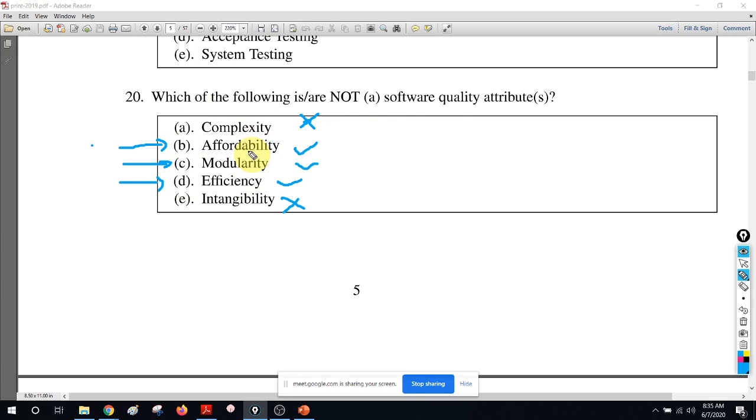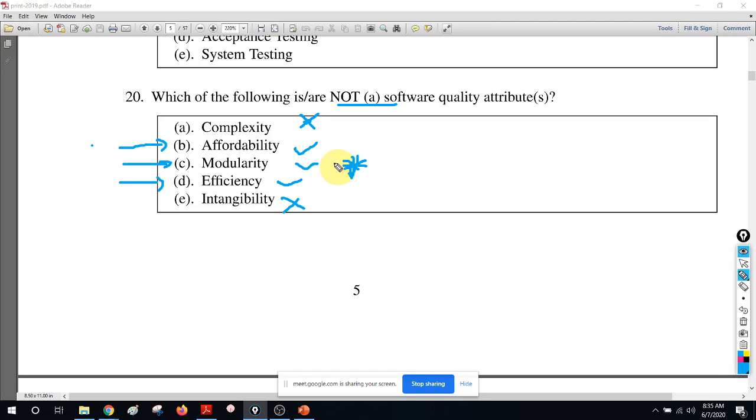20. Right, so for them the answer is A, C and E. So that means they have not taken C, right? So these two answers are correct because they are asking for not, they have not taken C. So now let's see why the examiner is thinking like that. He thinks that modularity is not a quality attribute. So one reason might be modularity is something seen by the developer, right? Developer, not by the end user.